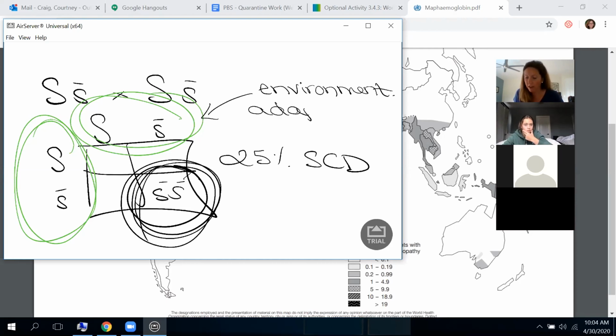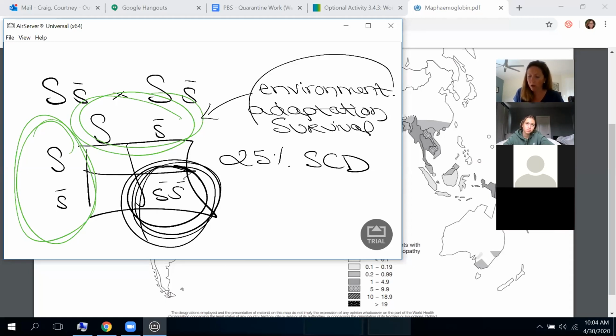adaptation, we could say, that proves to be beneficial for survival. And that is all about evolution. That's why it's evolved to be so common in those regions of the world. Okay? If you don't have the malarial parasite in your environment, then it's like it's non-existent.